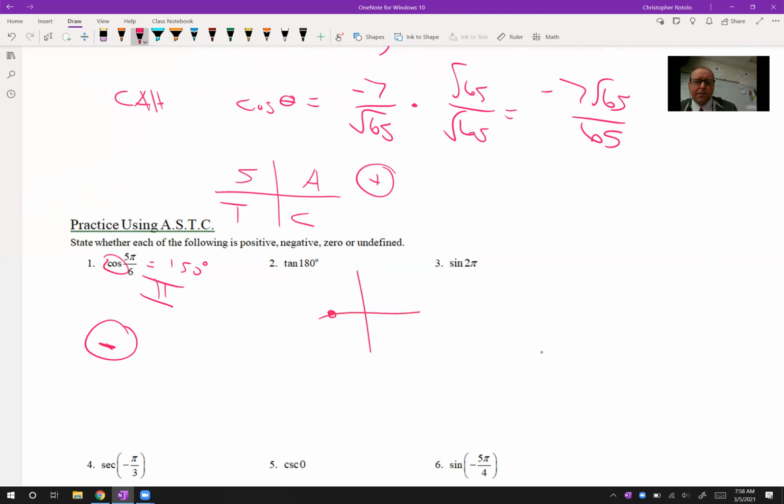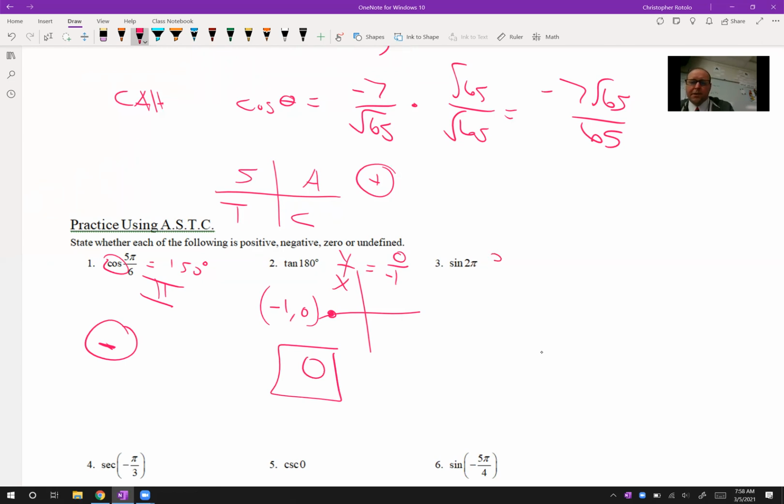All right, let's figure out where this one is. 180 degrees is way over here. Okay, so what's the ordered pair? The ordered pair here is going to be -1 paired with 0. Tangent is going to be the y value over the x value. So that means I have a 0 over top of -1, so that's going to be 0.